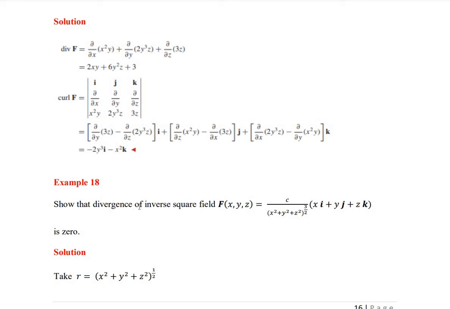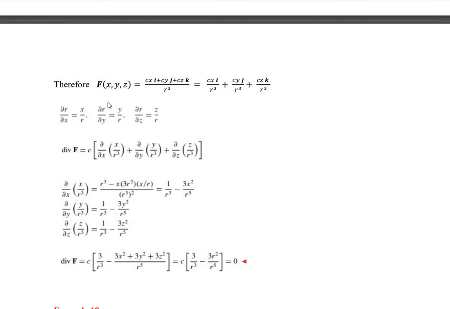So you want to show that divergence is 0. Take r is equal to (x square plus y square plus z square) the whole raised to 1/2. So that is vector f is equal to c of x into i cap plus c y into j cap plus c z into k cap divided by r cube. So you will get this one.